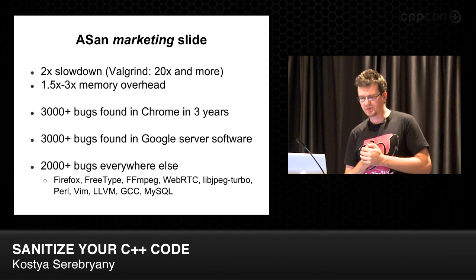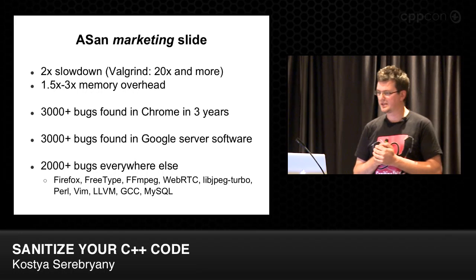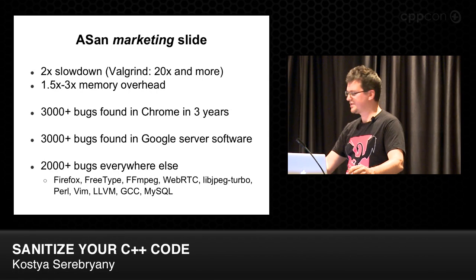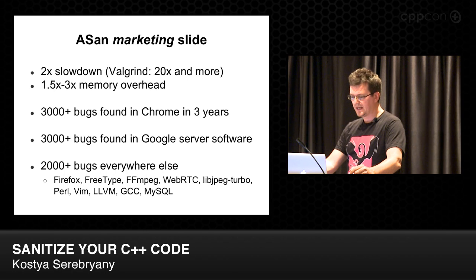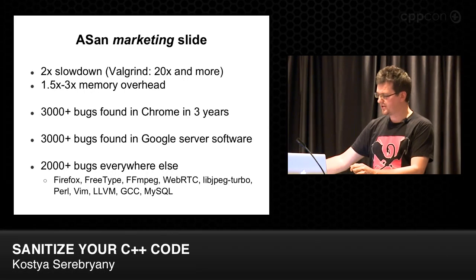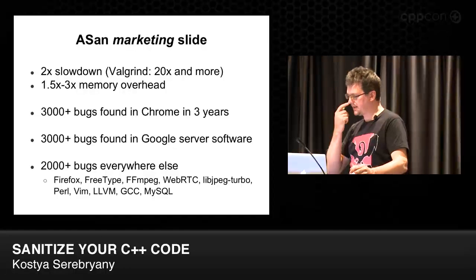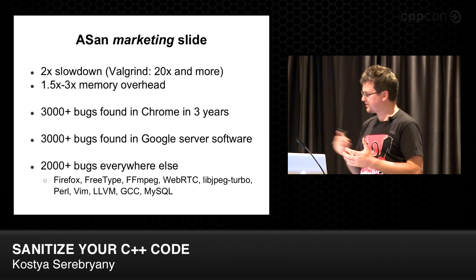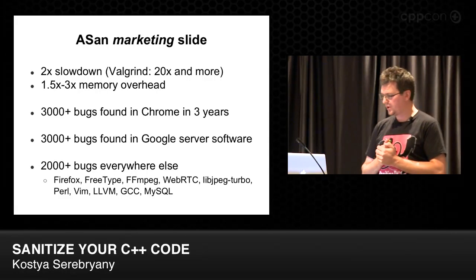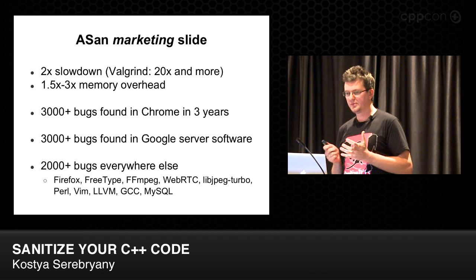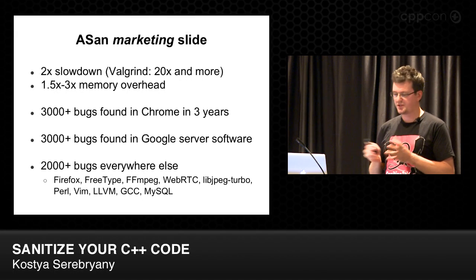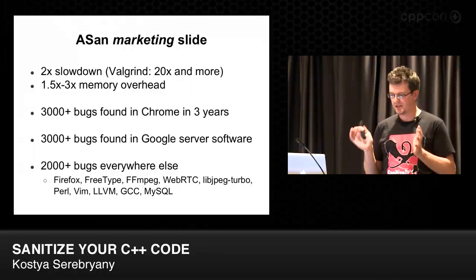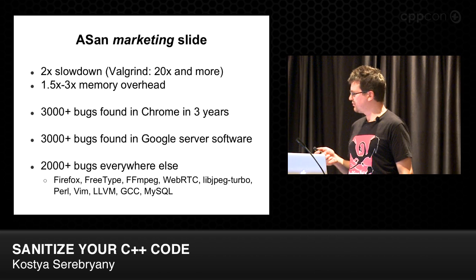The tool has moderate memory overhead, typically 2x, slightly more. We have been using this tool inside Google, and we have had users outside of Google, for more than 3 years now. And we found at least 3,000 bugs in the Chromium browser since then. Maybe more. And we found a comparable number of bugs in Google server-side software. What I like to tell everyone even more is that we have lots of users in the open source community. Firefox uses us very actively, and there are lots of large and small projects that find bugs with this tool.